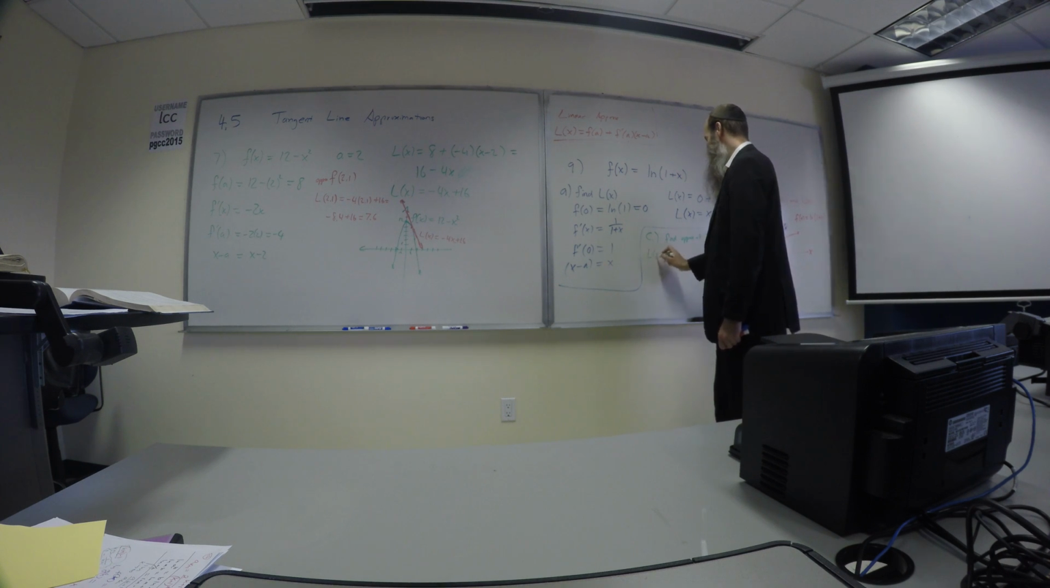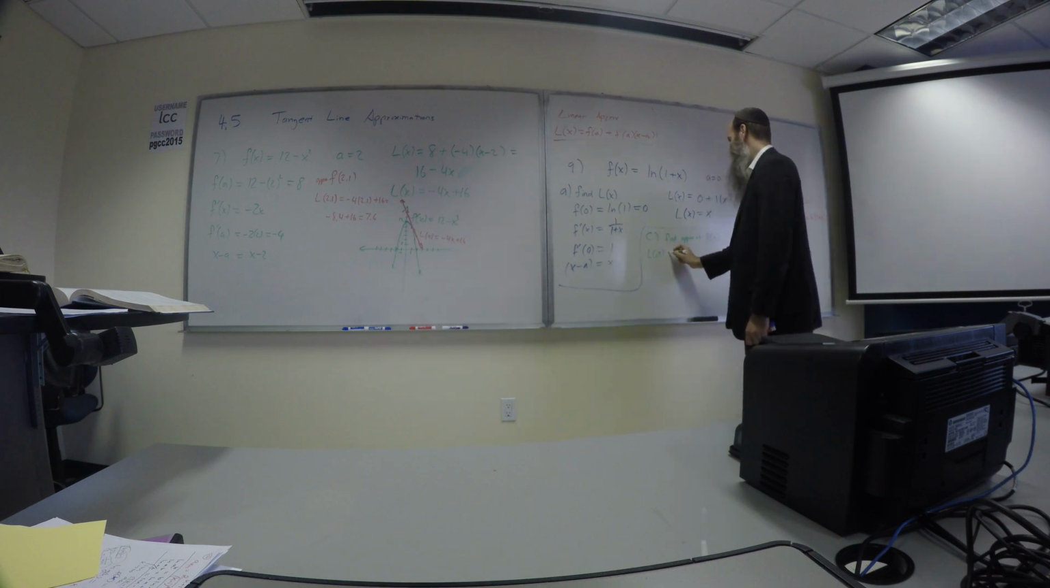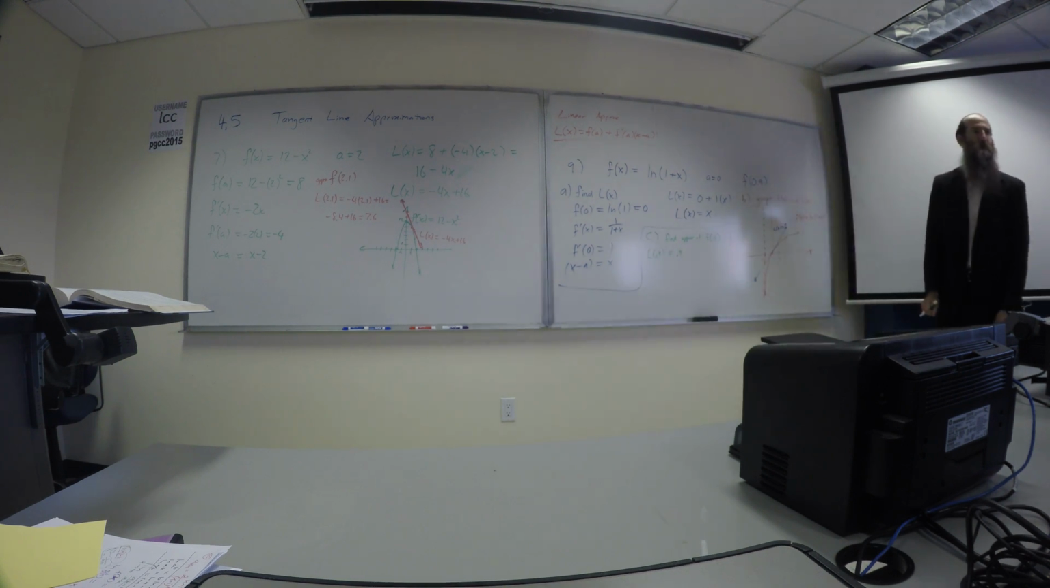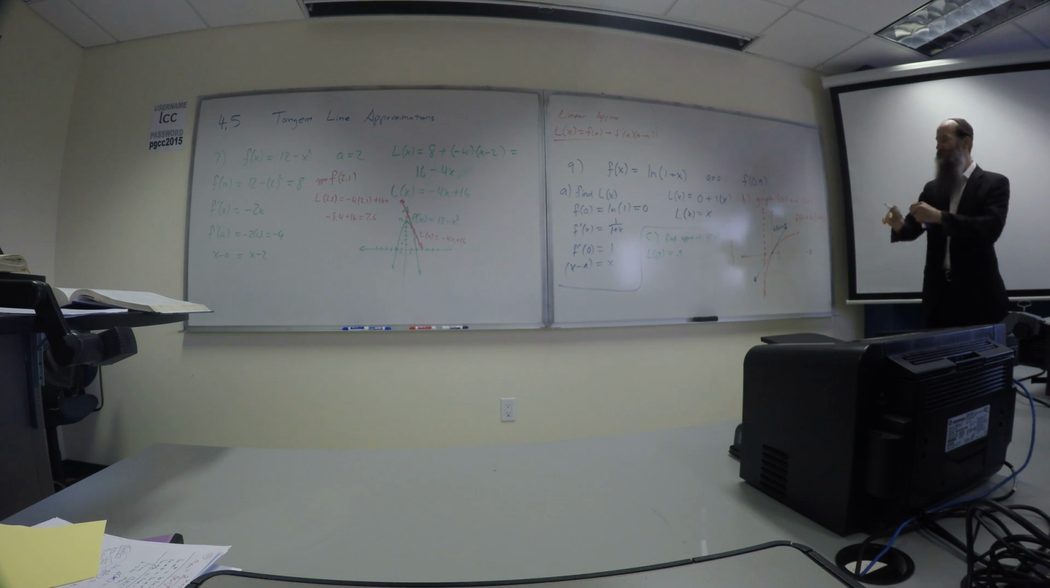So L of x, we would like to have L of 0.9. L of 0.9, so we're going to get 0.9. Our linear approximation is just x itself. So whatever you want to find, you're just going to put into that. It's going to spit out the exact same number in this case.